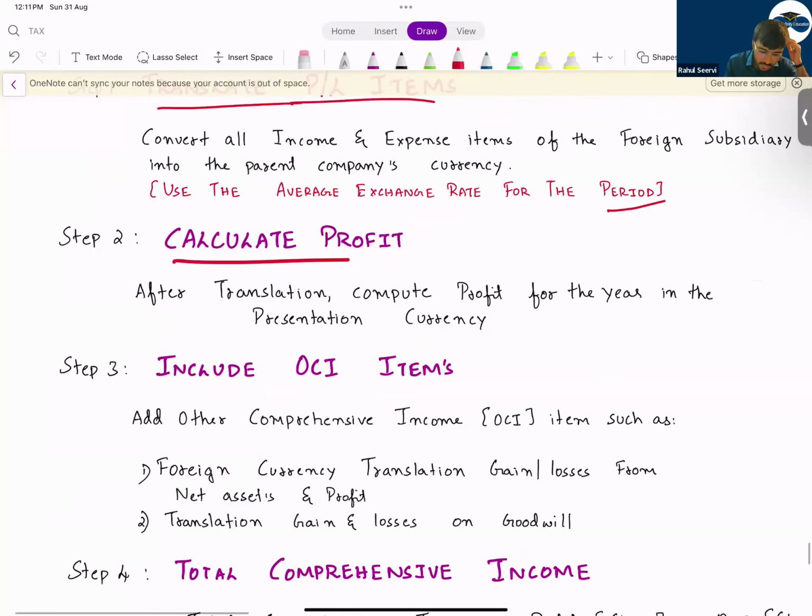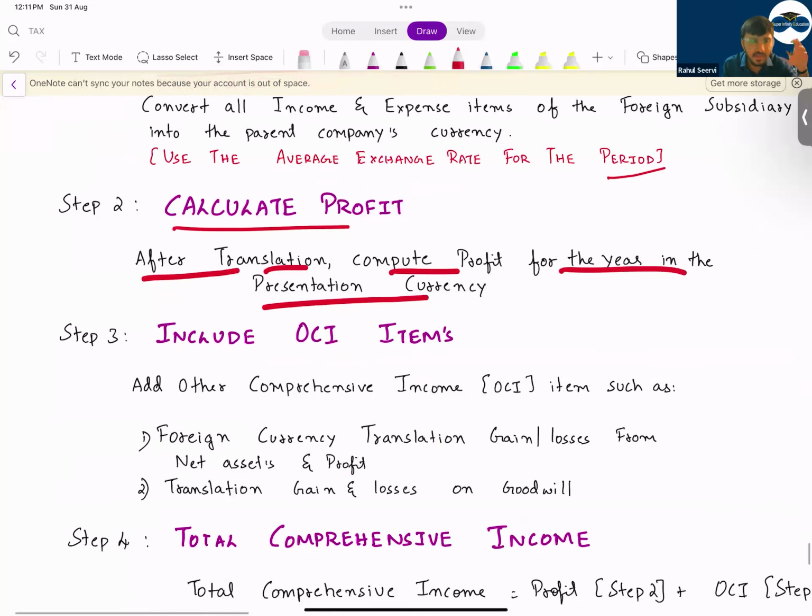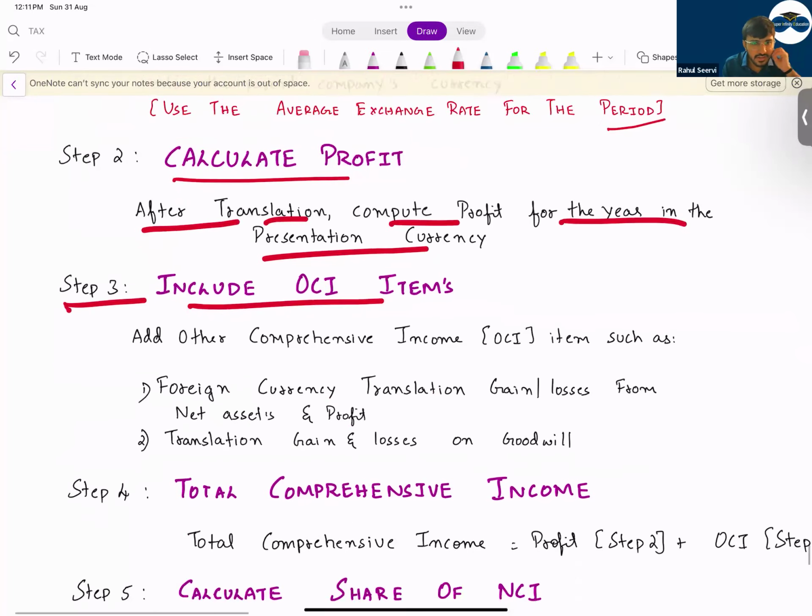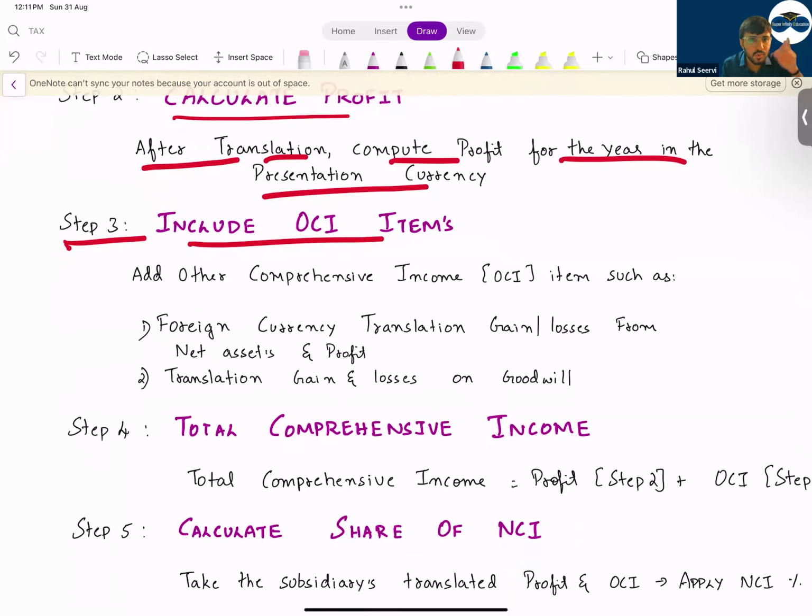Then what? Calculate the profit. After translation, compute profit for the year in presentation currency. You will do the total of the profit. Then step 3, include OCI items. Yes or no? You will include the OCI items. OCI items will be what, sir? Foreign currency translation gain or loss from the net asset and profit, and foreign translation gain or loss on goodwill. Both the things will come.